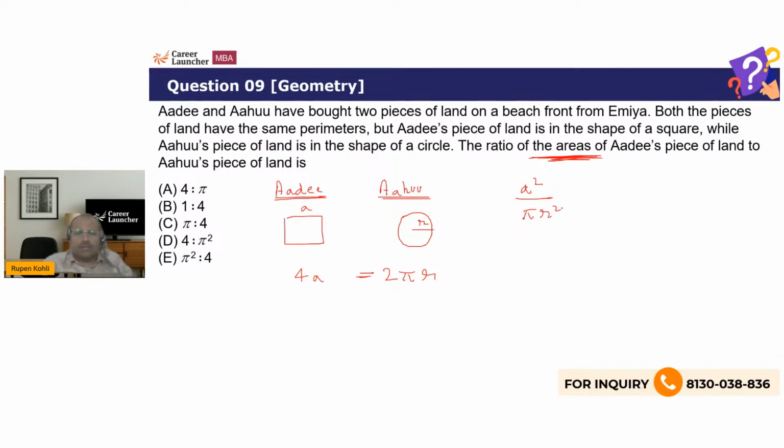Very simple, very direct question. From here the ratio of a to r comes to be 2 pi by 4, or pi by 2. Put it there, you have your answer, right? So this is 1 by pi into (a by r) whole squared. So that is (pi by 2) whole squared. That would give me pi squared by 4. So this pi would once go off and I'll have pi by 4 as the ratio. There is my answer, option C.